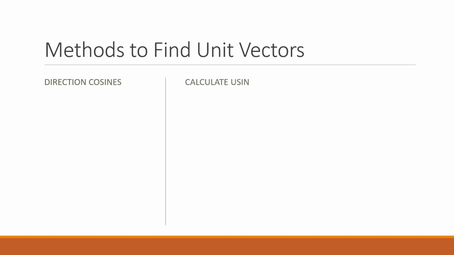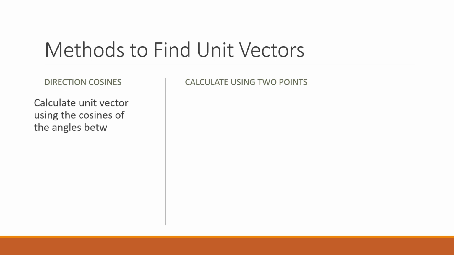The first one is the direction cosines method, and the second one is calculating the unit vector using 2 points. For the direction cosines method, we're going to calculate the unit vector using the cosines of the angles between that vector and each of the axes. It's pretty uncommon to have all of these angles. Of course, we can find them in a lot of scenarios, but more often than not, we're going to be given 2 points that we can work with, or physical geometries that we can work with.